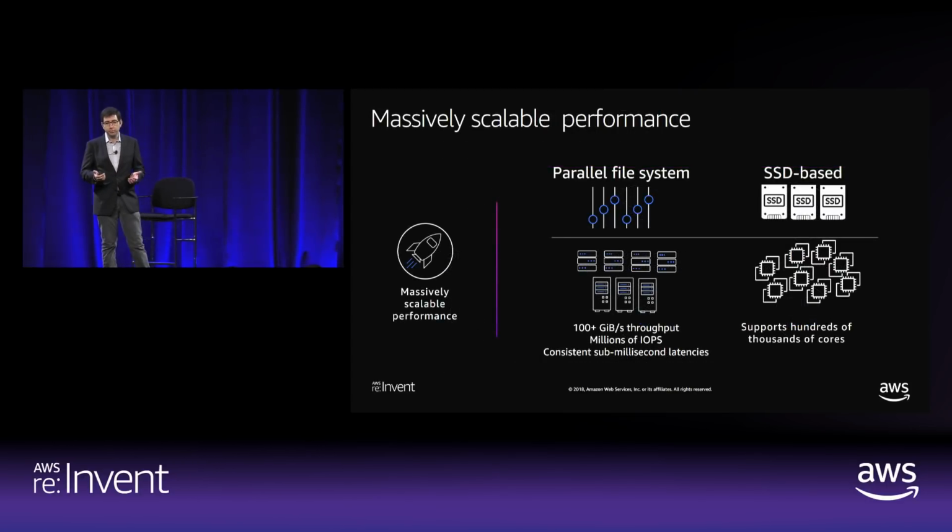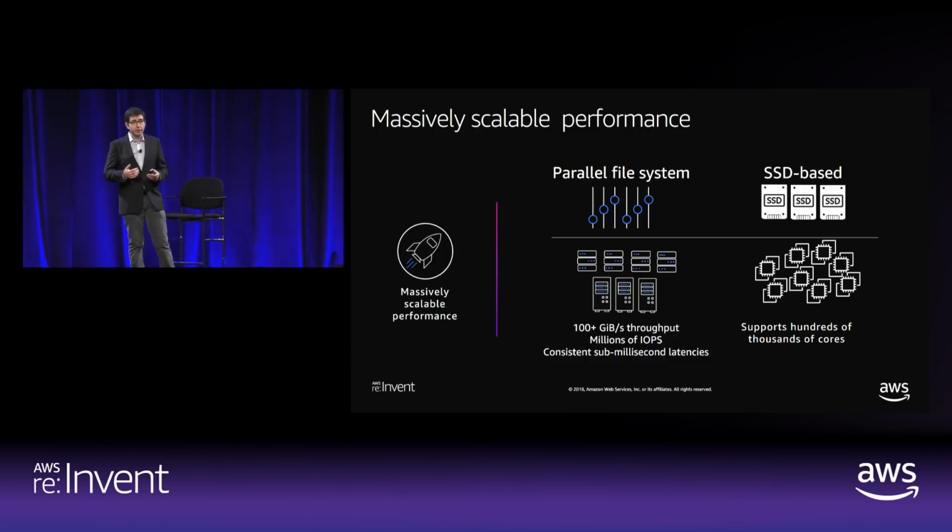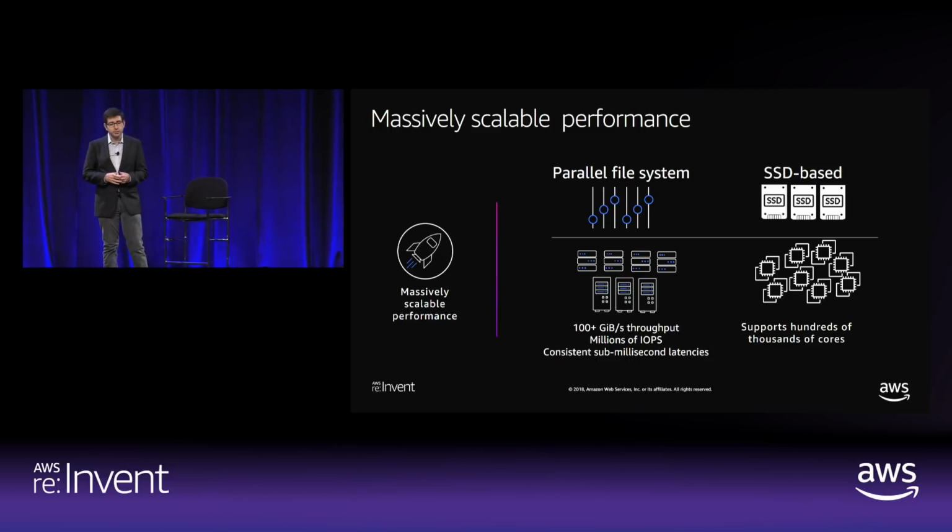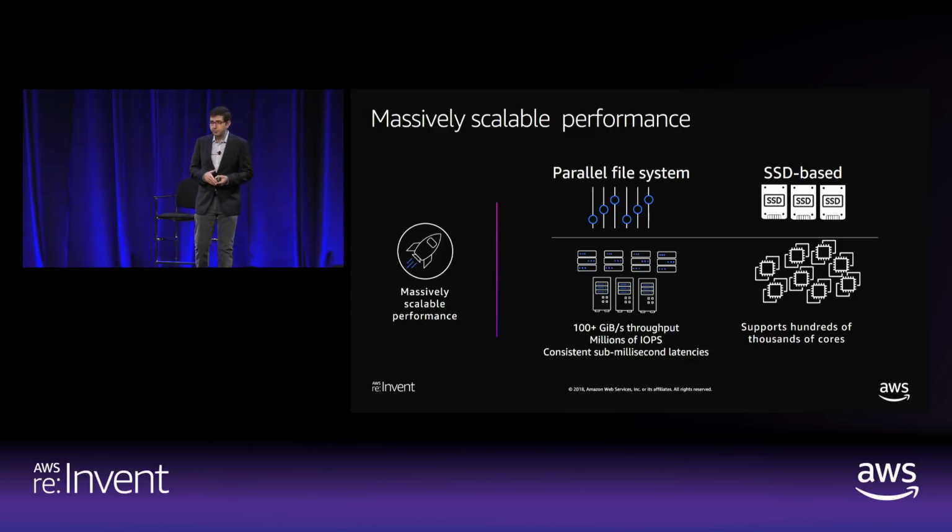So first, in terms of performance, the Lustre file system itself provides throughput of up to hundreds of gigabytes per second and millions of IOPS. And it provides consistent sub-millisecond latencies. And that's really due to 2 things. The first is the parallel architecture, where clients and servers are just one network hop away. And the second is that we're building this on SSD storage. And so you get the latency benefits of that. And it also supports hundreds of thousands of cores. So you can really have really large compute clusters accessing a data set.